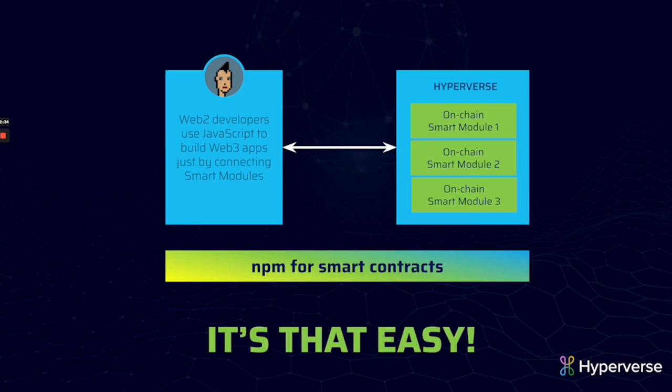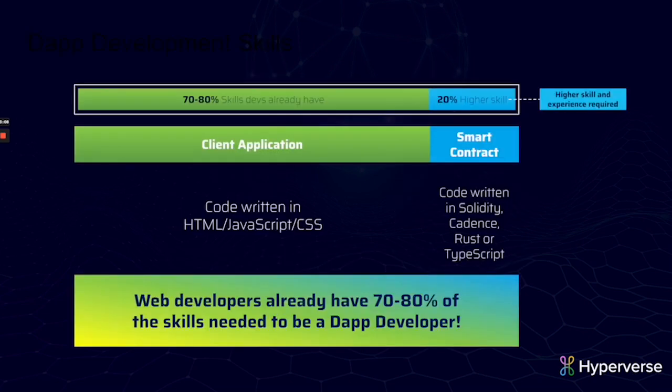We've made it so easy that you don't need to learn any new programming languages. You work with a familiar paradigm of NPM, you add JavaScript modules, and all the hard work is done for you in terms of integrating with the blockchain smart contracts. It's literally taking JavaScript modules that have connectivity to on-chain smart modules and using them like Lego blocks to build sophisticated applications. You don't need to learn anything new about how to build for Web3. You have all the skills already present.